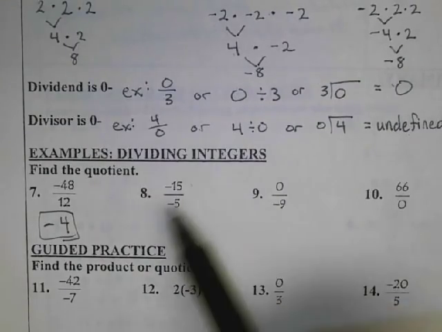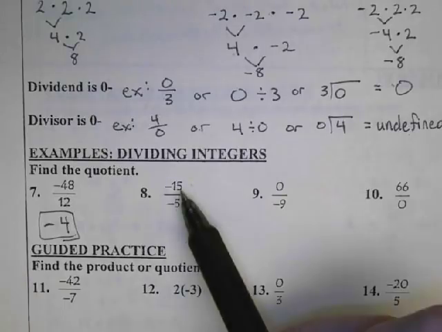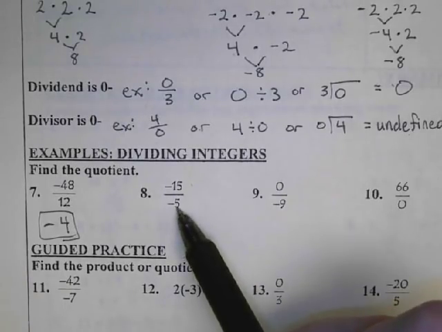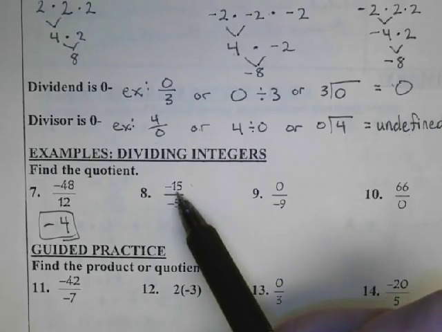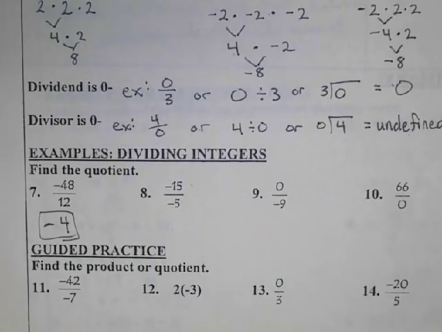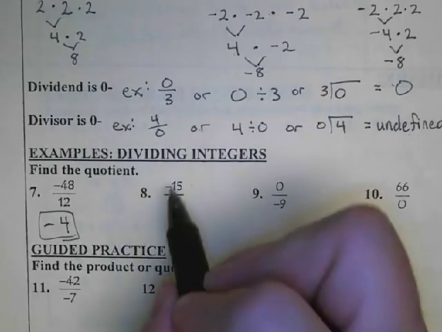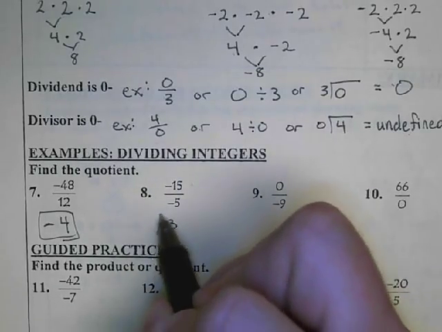So same rule as if I had, let's go to number 8, a negative times a negative. But now we have a negative divided by a negative. So a negative divided by a negative is positive, and 15 divided by 5 will be 3.